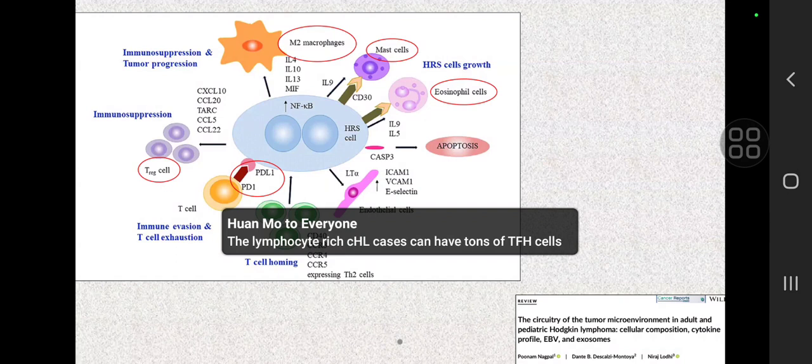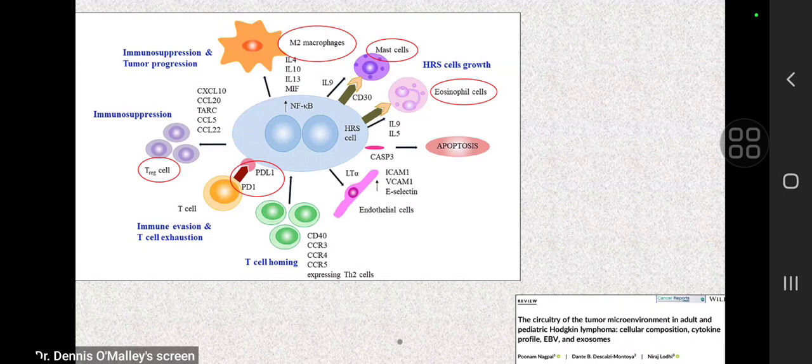And so lymphocyte-rich classic, which has tons of TFH cells. Exactly, yes, Professor Moore, that's exactly it, the TFH cells. Remember, those are going to get exhausted by the whole PD-1, PD-L1 axis. Here's something Dr. Moe had mentioned earlier. I just wanted to take note.